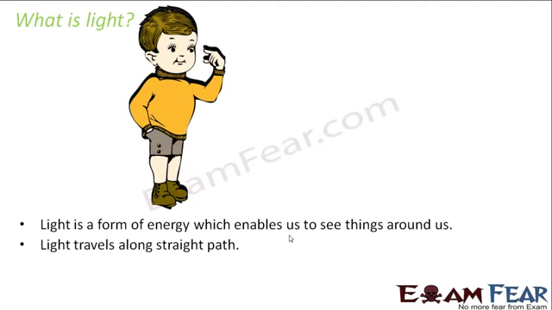Light travels along a straight path. These are some of the things which you already know from your junior classes, right? It is always said that light always travels along a straight path. It doesn't bend. So why was it assumed like that? Because in earlier days scientists had performed certain experiments and they found that light will never bend around corners. They always travel along a straight path.